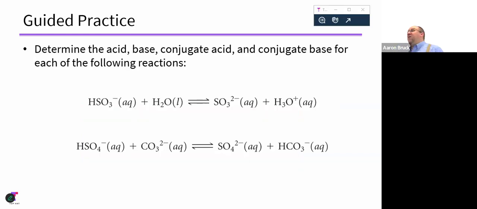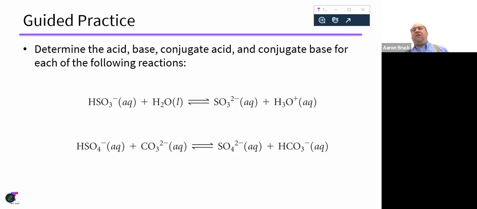So before we get too deep with the other stuff here, let's just take a moment and do a little bit of practice with identifying acids and bases and their conjugates. So here I have the bisulfite ion, HSO3 -1, reacting with water to make the sulfite ion and hydronium.